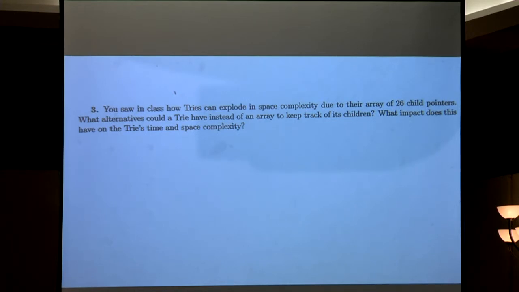Why is a linked list better than an array for this? You don't have unused space, first of all.